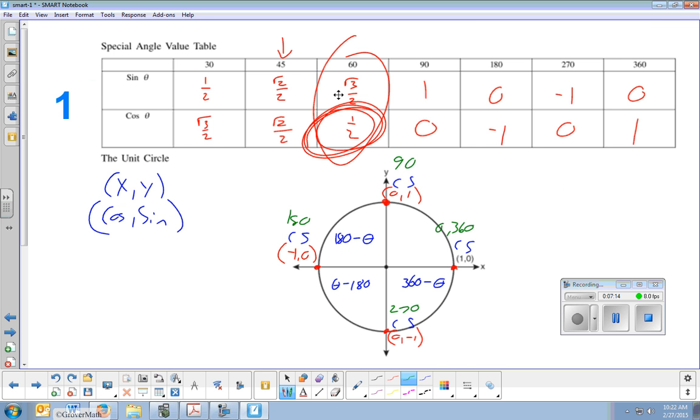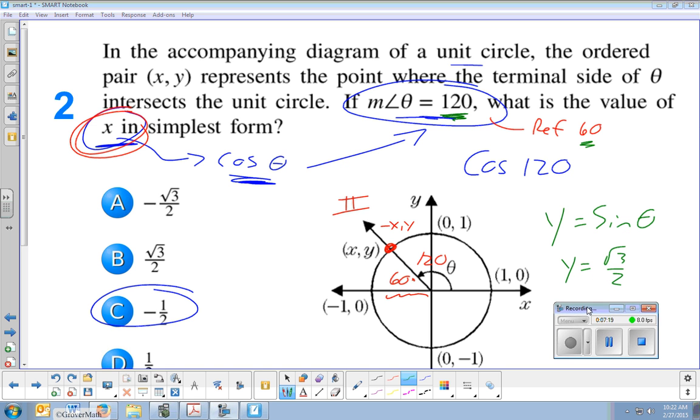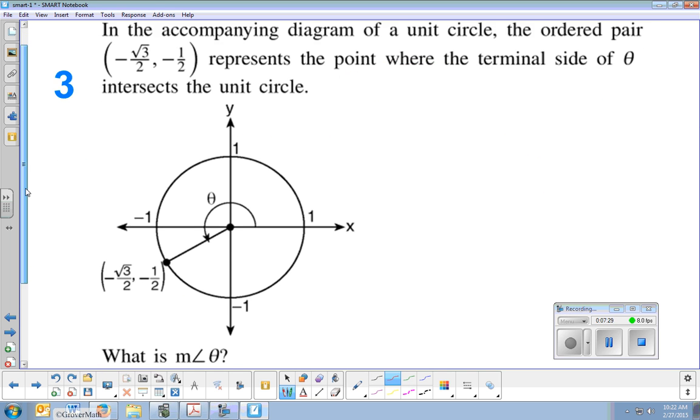The table tells me that here. Sine 60 is radical 3 over 2. But this time it's positive because sine's positive in this quadrant, but cosine is negative in this quadrant. All right, so that was given an angle and wanting part of the coordinate.